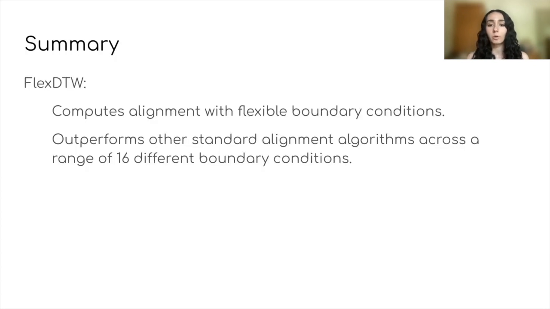In summary, we've proposed a variant of DTW called FlexDTW that computes an alignment with flexible boundary conditions, and we've shown that it outperforms other standard alignment algorithms across a range of 16 different boundary conditions.